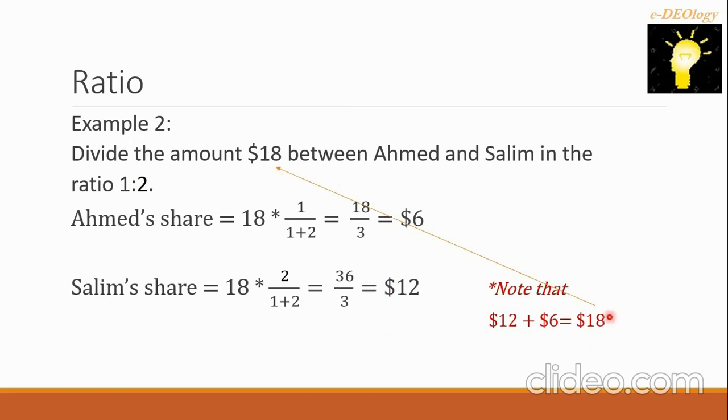So please note for our checking that if we add the numbers here, $12 plus $6 equals $18, which is the total amount in the problem.